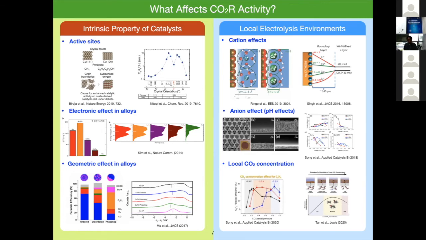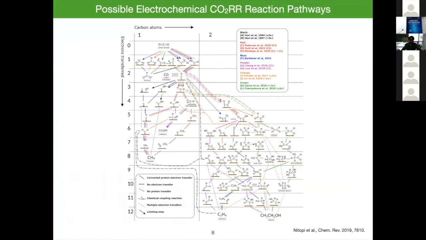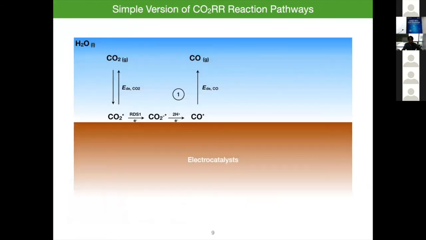surfaces. In order to do that, you need to look at the reaction pathways of CO2 reduction on copper surfaces. This plot is not meant for your understanding. It just shows that it's very complicated and still in debate. But in the simple version, it looks like this.